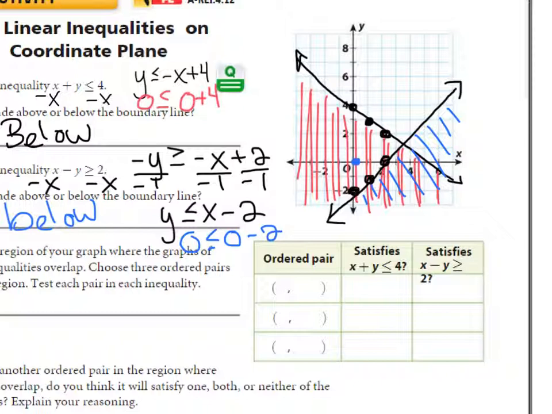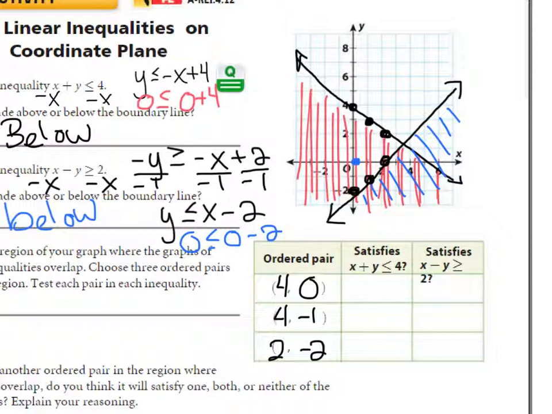I'm going to go 4, 0. And I'm also going to pick 4, negative 1. And then I'm going to pick 2, negative 2. Now, technically, yes, you could pick a point that's on the line since they're solid, but we really don't want to do that. We want to pick it in the shaded region. So anything where my red and blue are crisscrossing. So we plug them into both inequalities to see if they are true for both, because that's the whole point of having a solution.